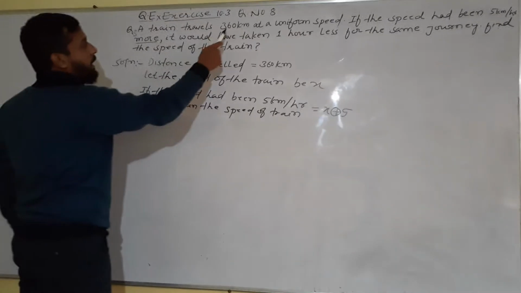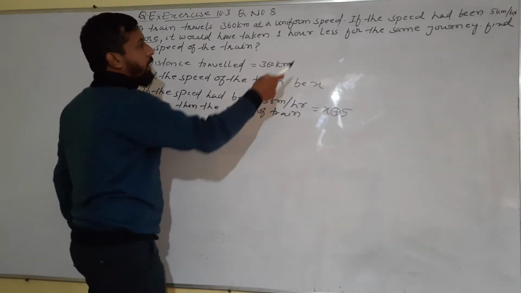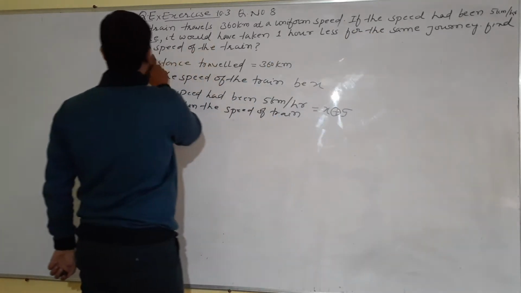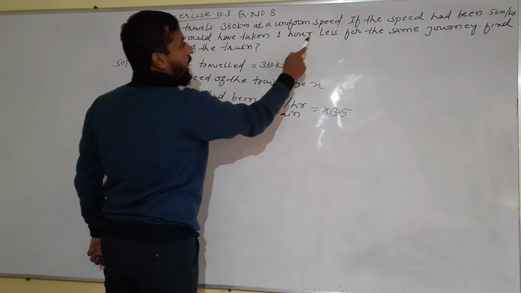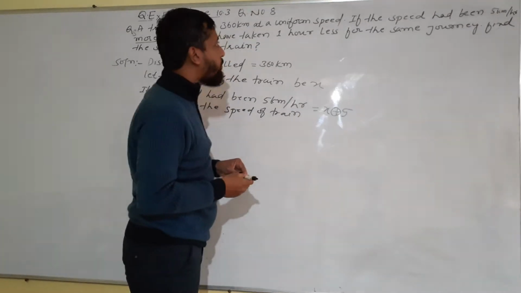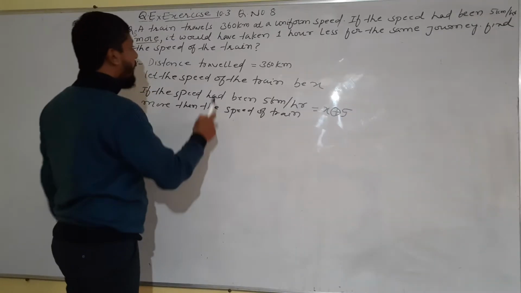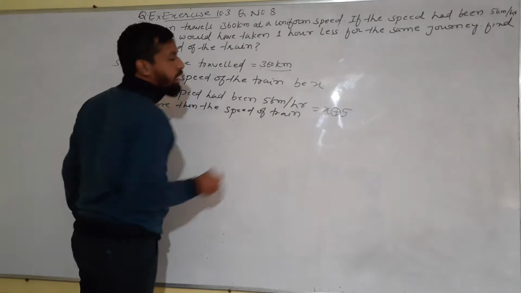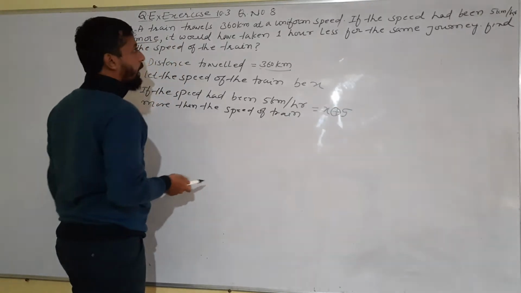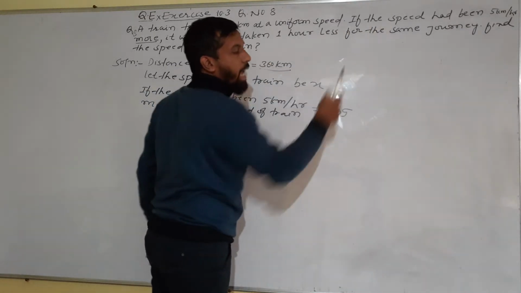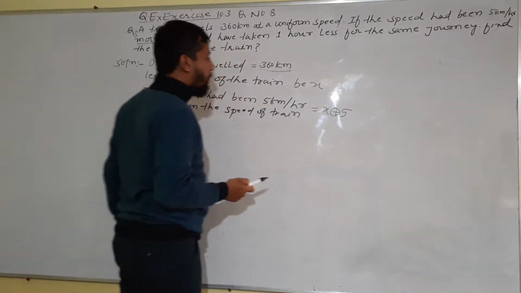A train travels 360 km at a uniform speed. If the speed had been 5 km more, it would have taken 1 hour less for the same journey. The total distance travelled by the train at a uniform speed is 360 km. Then he is saying speed had been 5 km more.